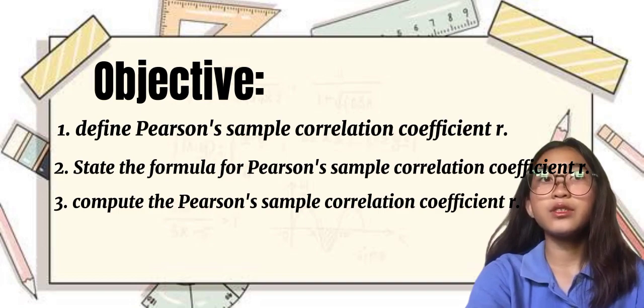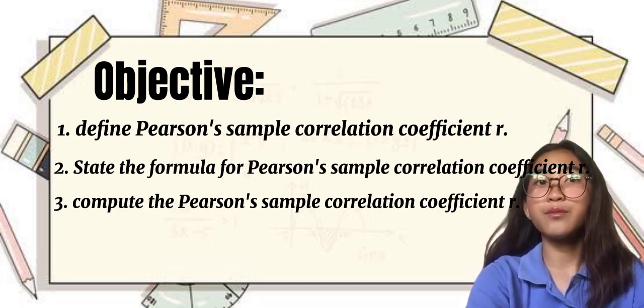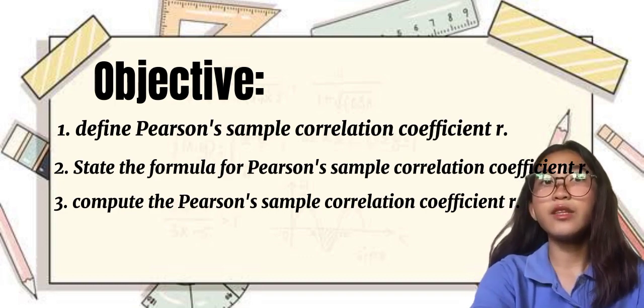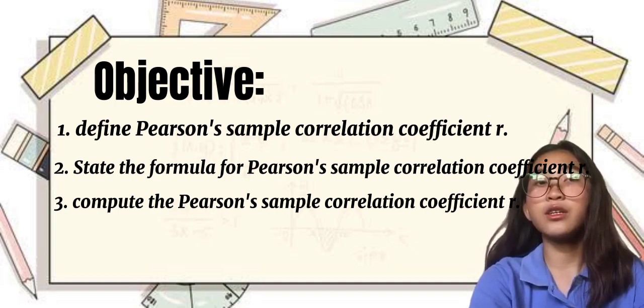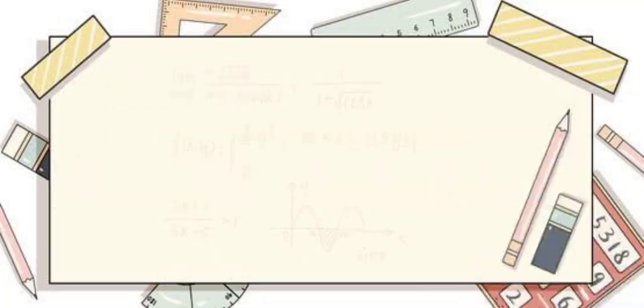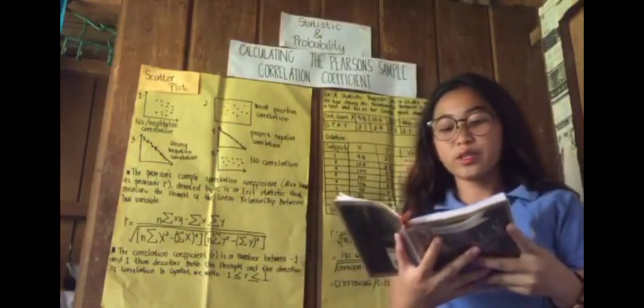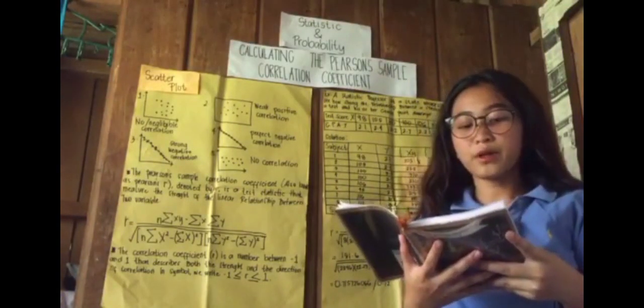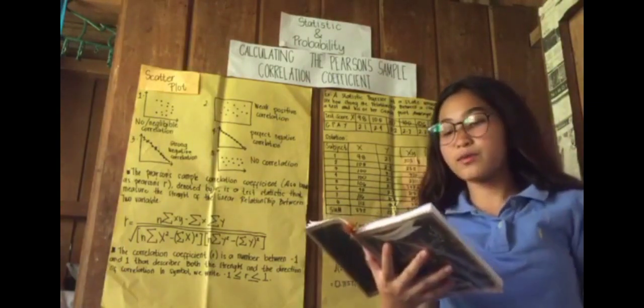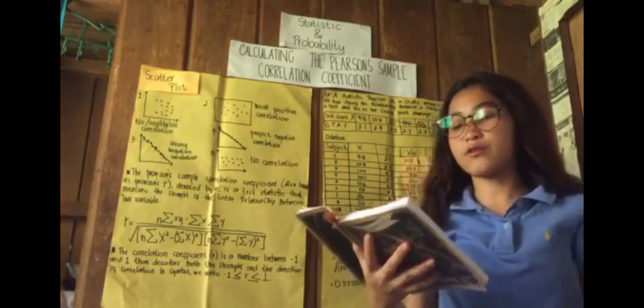First, define the Pearson sample correlation coefficient, also known as Pearson r, denoted by r. Second, state the formula for the Pearson sample correlation coefficient r. And third, compute the Pearson sample correlation r. In this video lesson, we're going to define the Pearson sample correlation coefficient, and also state the formula for it.